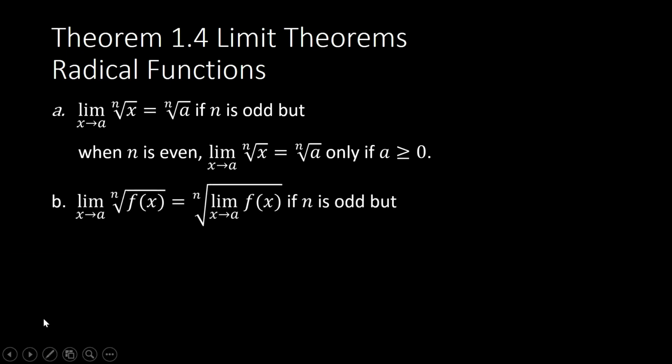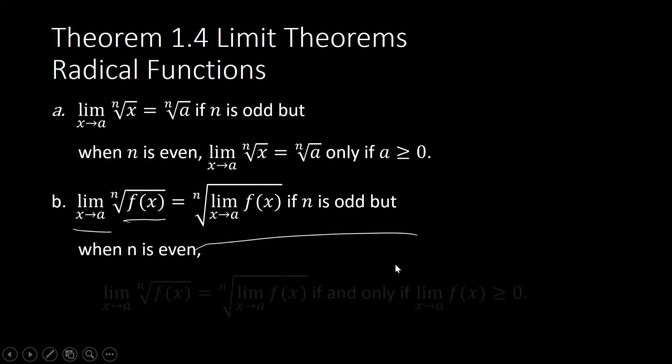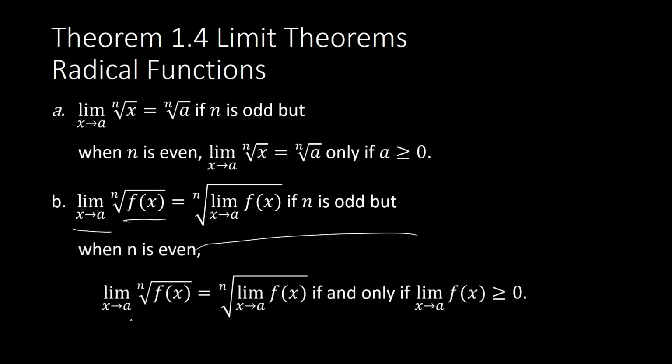So the generalization of this theorem is the limit of the nth root of f of x as x approaches a is equal to this. But when n is even, the limit of the nth root of f of x as x approaches a is equal to this, the nth root of the limit of our function as x approaches a, if and only if this one is greater than or equal to 0, or the limit of this one is greater than or equal to 0.